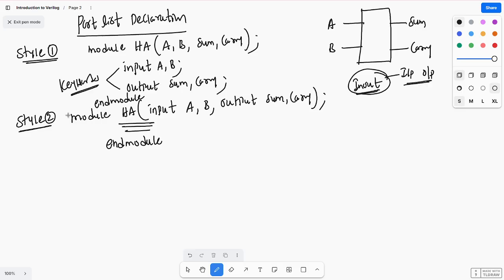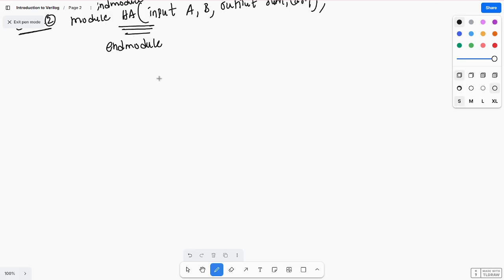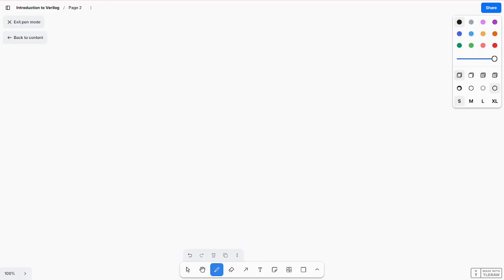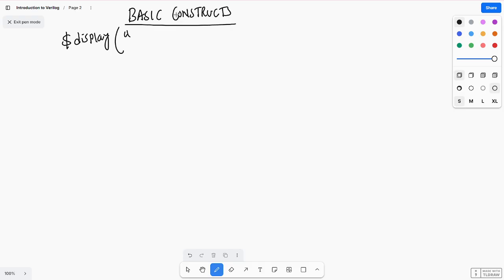Next, you have basic constructs. So what are the basic constructs? Suppose like dollar display. Within this dollar display, whatever you are executing will be displayed. It's like a printf in C language. Did you study C language or not? Printf in C language.